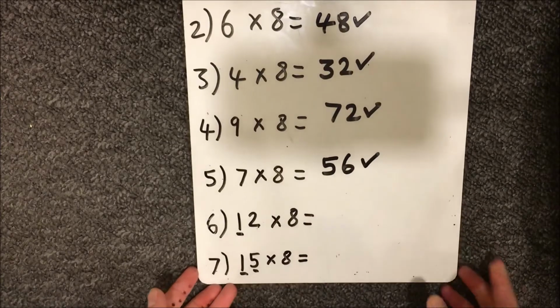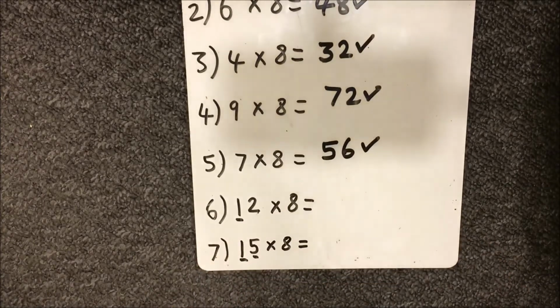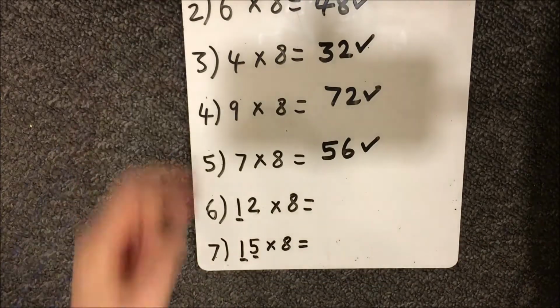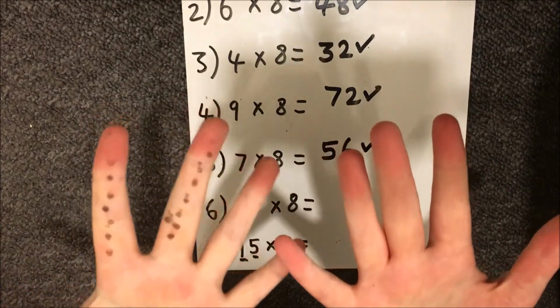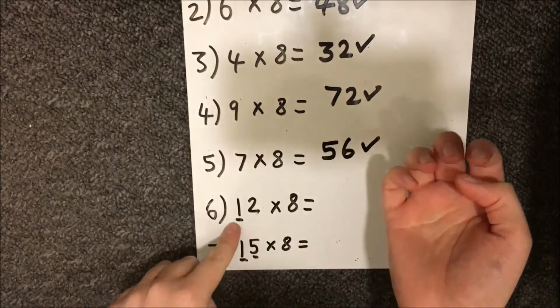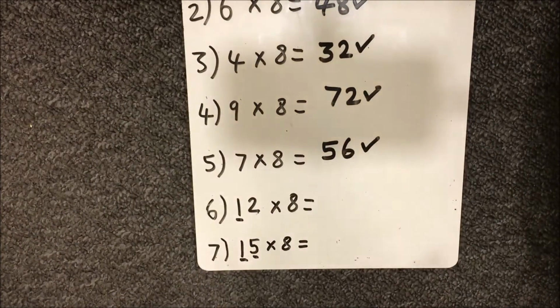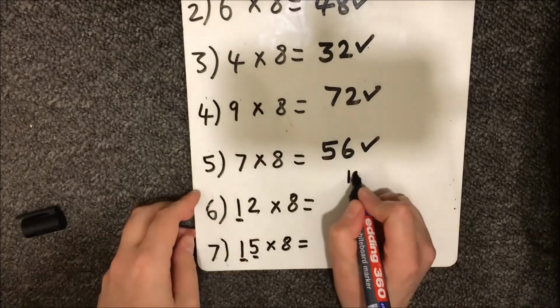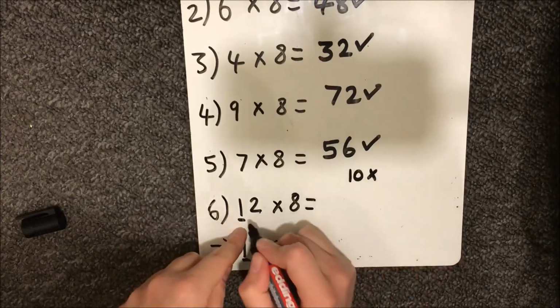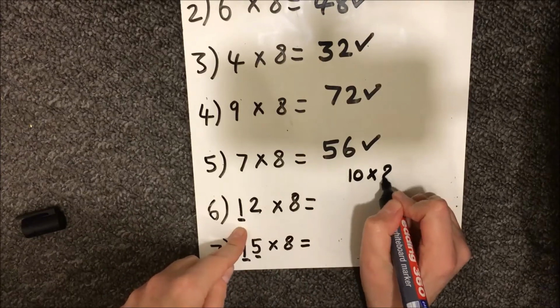Number 6 and 7 are challenge ones. Why are they more tricky than numbers 1 to 5? I'm finding it hard because I don't have more than 10 fingers and I've got to work out 12 times 8 and 15 times 8. How could we do that? I'm going to break it down into 10 times 8. The 10 comes from here.